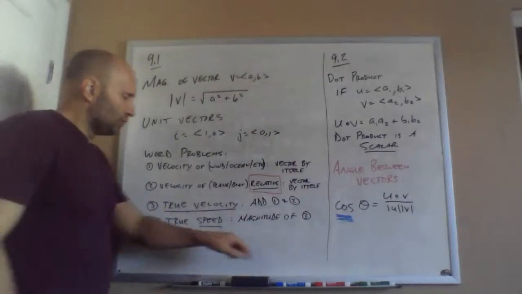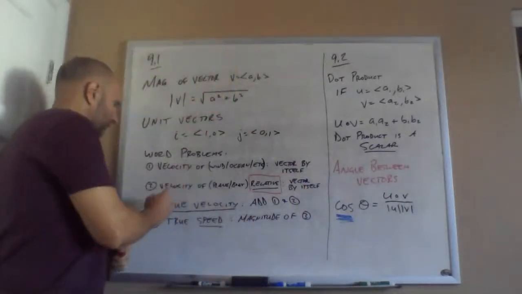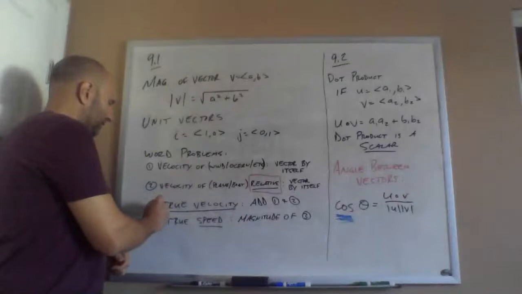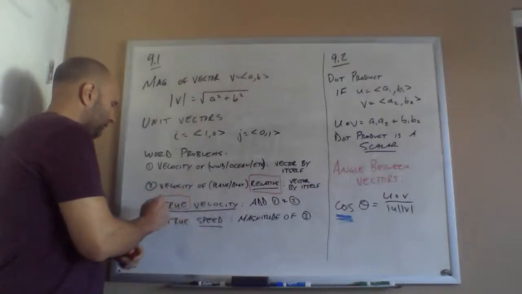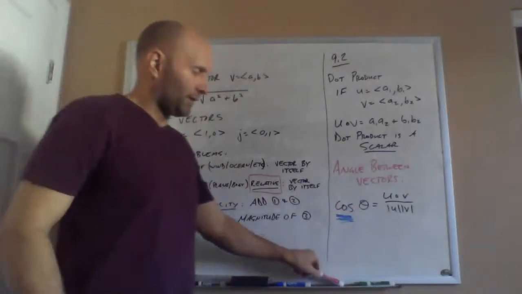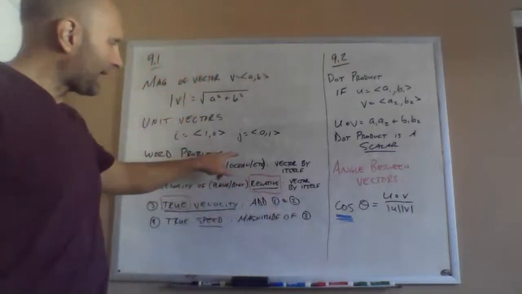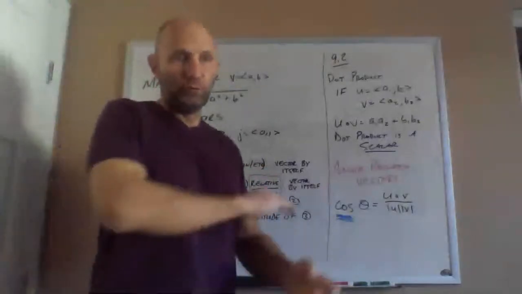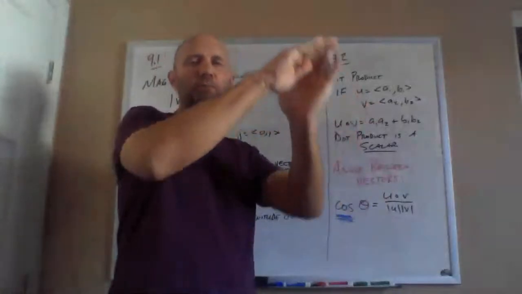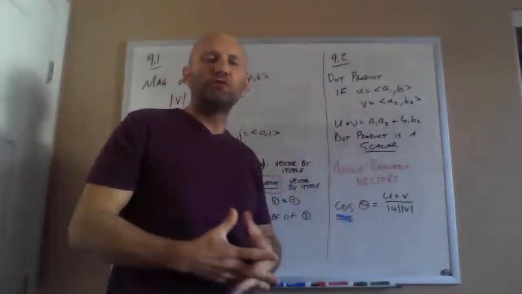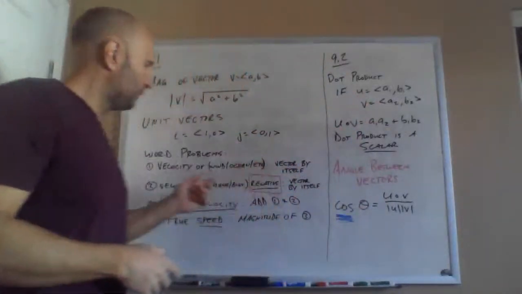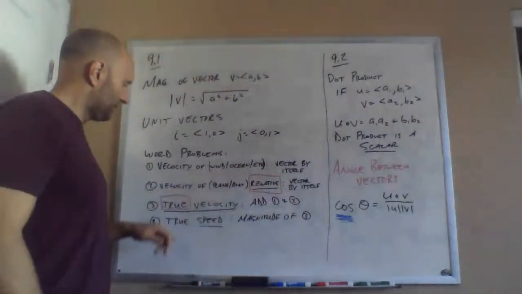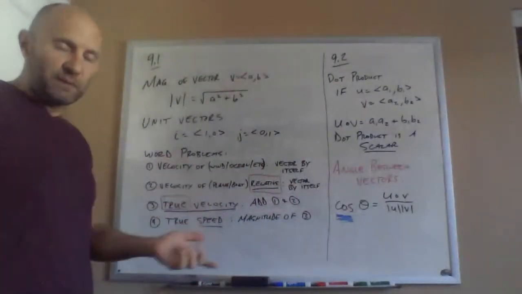Keyword here, true velocity. So the before was relative velocity, and that was the vector by itself. If I have true velocity, that means we add 1 and 2. So the jet's flying plus it's getting pushed by the wind. What is its true velocity? That would be the third question. And then 4 is true speed.